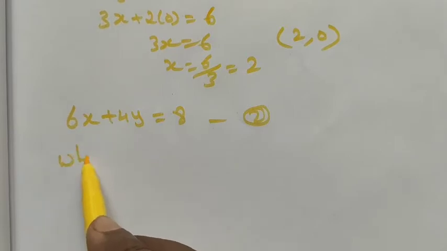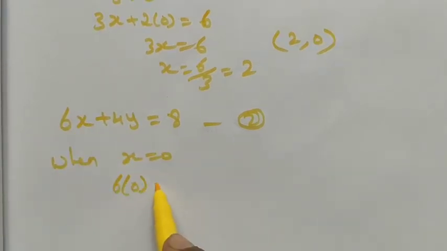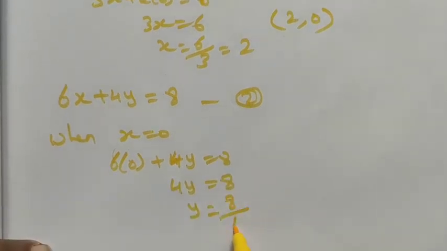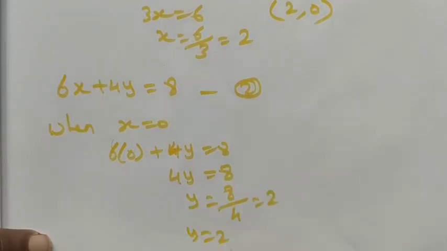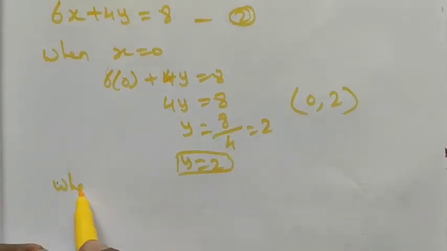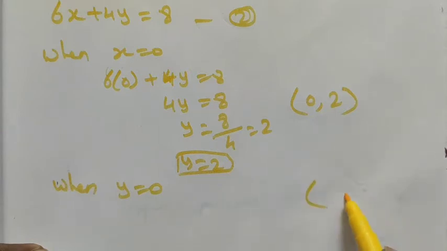6x plus 4y is equal to 8 is the second equation. Here also we take x is equal to 0. 6 into 0 plus 4y is equal to 8. The whole term becomes 0. Then 4y is equal to 8, then y is equal to 8 divided by 4, which is 2. The ordered pair is x-axis 0 and y-axis 2.